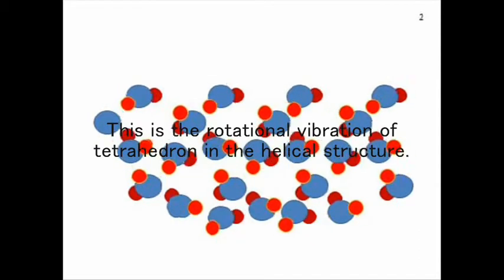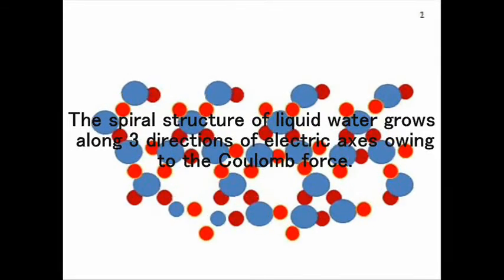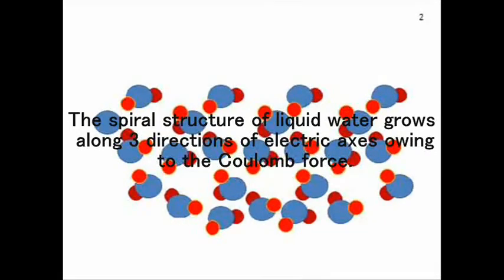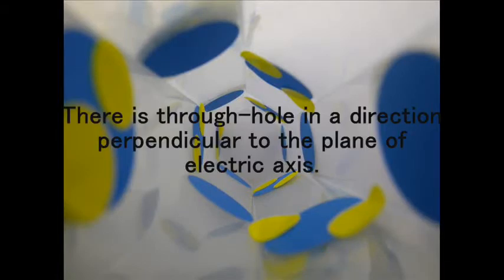This is the rotational vibration of the tetrahedron in the helical structure. The spiral structure of liquid water grows along three directions of the electric axis owing to the Coulomb force. There is a through hole in a direction perpendicular to the plane of the electric axis.